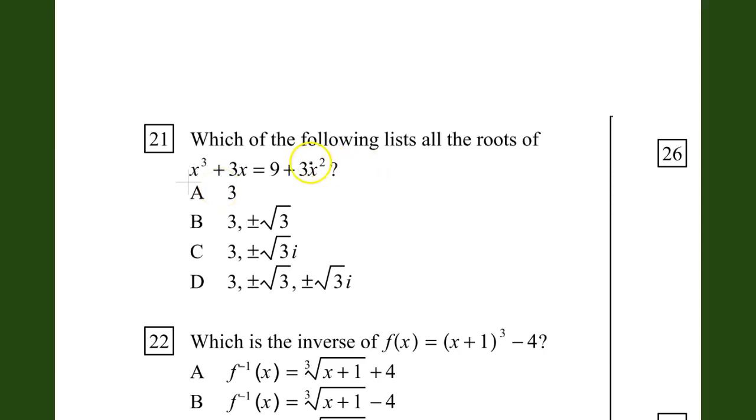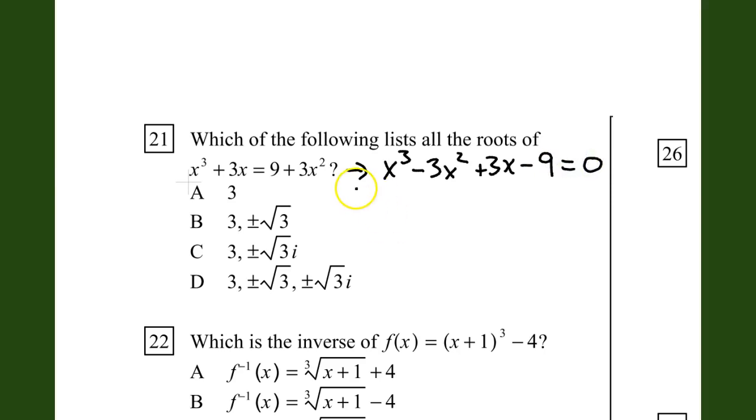So we can get this equal to 0. That'd probably be helpful first. So we have the x cubed, that's fine. Let's move this 3x squared over to the left, so that's going to be a negative 3x squared. And then we have 3x, and then we have minus 9 if we move that to the other side. So that's the first step, get it equal to 0.